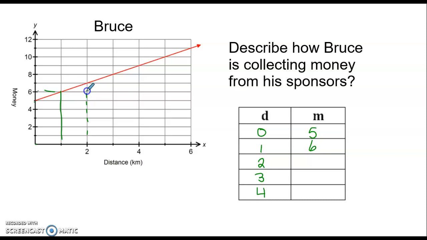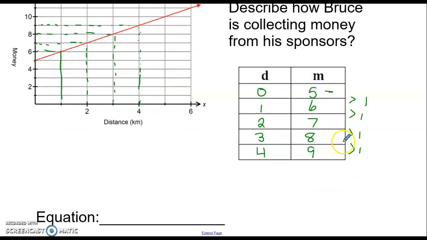At 2 kilometers, he gets $7. At 3 kilometers, he gets $8. And at 4 kilometers, he gets $9. This time, the amount is going up by $1 each time, and he starts at 5. So the equation for Bruce and how he's going to collect his money is m equals 1d, or just d, plus 5, because he starts at 5.